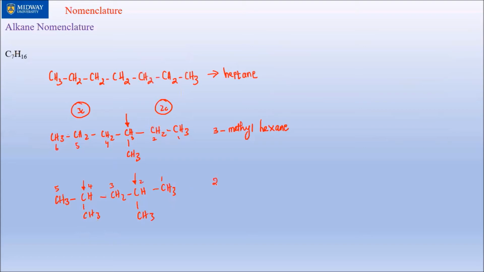So you say 2, 4 dimethyl, di as in 2, and then the long chain contains 5 carbons, so it's pentane. So 2,4 dimethyl pentane. There's something I have not done here, but I leave it up to your imagination.